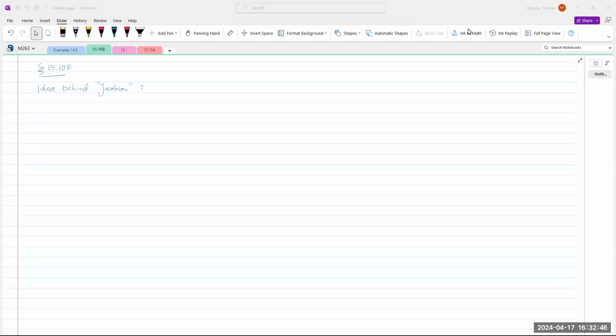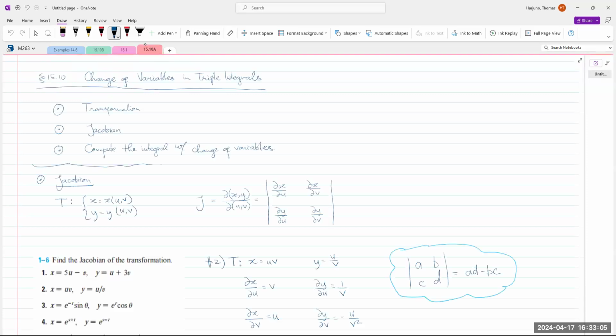Hello everyone, we will continue with our lesson today, section 15.10, the second part on change of variables. Last time we already talked about some building blocks of this change of variables in triple integrals and in double integrals actually. So I should not say triple integrals here, it's supposed to be multiple integrals.